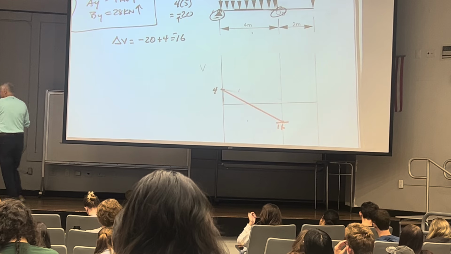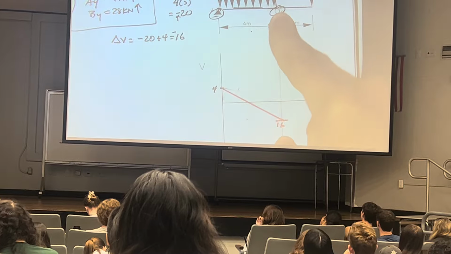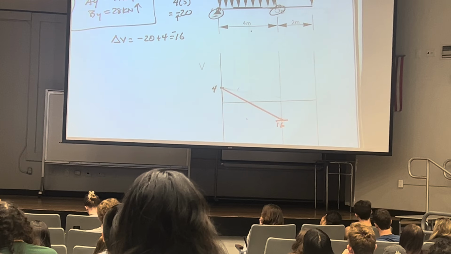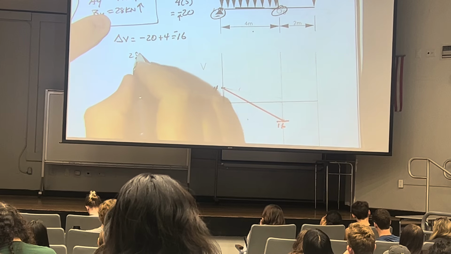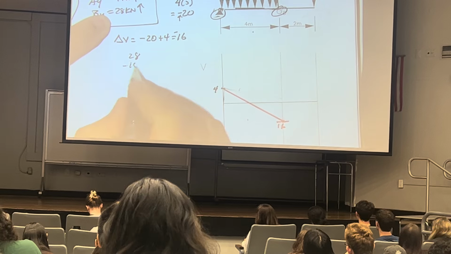Now what happens? Well, I'm over here. Over here means I'm at By. So now I say, hey, By is 28, and I'm down at minus 16, so add them.